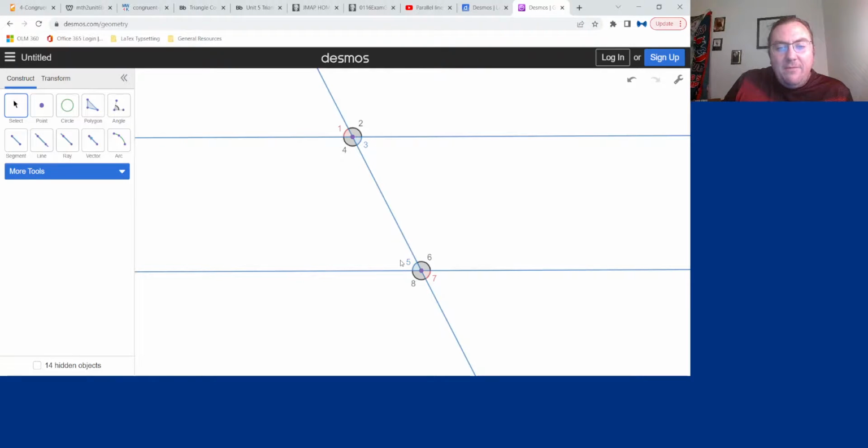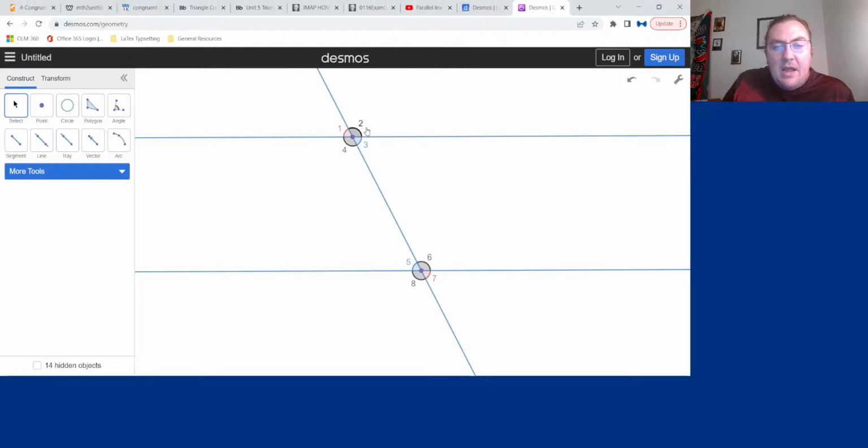But 3 and 5 are alternate interior angles. So because I have a set of alternate exterior angles, 1 and 7, congruent, I also have a pair of alternate interior angles, 3 and 5, congruent. Okay, so let's see if we can't get the others.